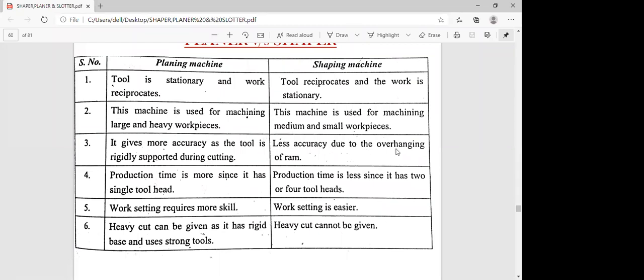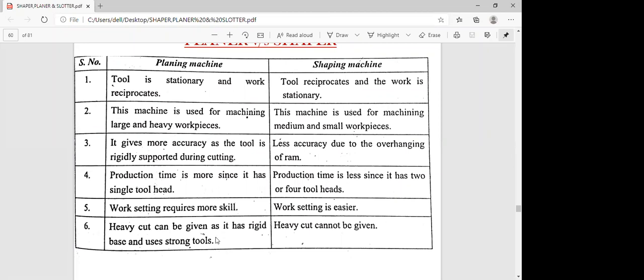There is less accuracy in the shaper because of the overhanging of the ram, just like an overhanging beam. Planing is more accurate because the beam is rigidly supported on both columns, the double-sided planer. So it gives more accuracy as the tool is rigidly supported during cutting. That is very important. The production time is less in the shaping machine because we have two or four tool heads, as we have seen in the universal shaper.